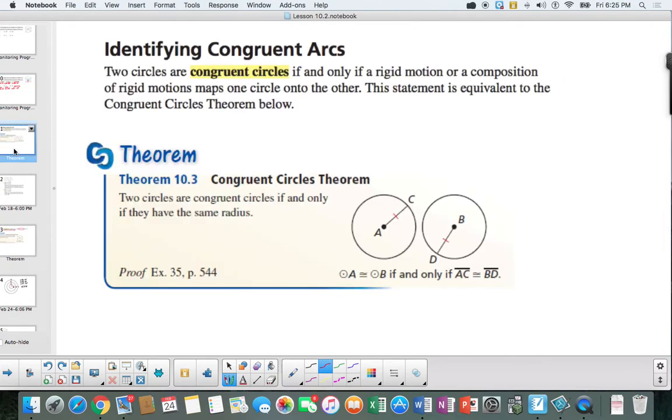All right, congruent circles are circles if and only if a rigid motion or a composition of rigid motions maps one circle onto the other. That's the only way you can have congruent circles.